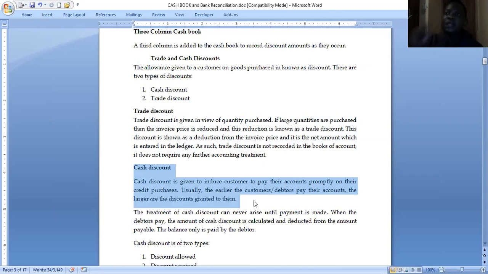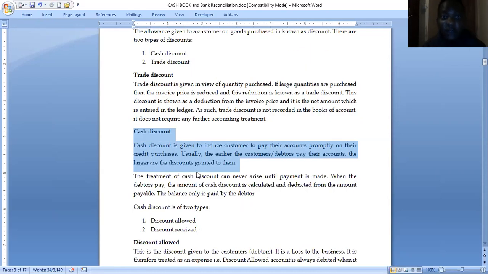So a cash discount is given after an amount of time has elapsed from the date of the sale or purchase transaction. As I can read here, a cash discount is given to induce customers to pay for their accounts promptly on their credit purchases. Usually the earlier the customer or the debtor pays the account, the larger the discount granted to them. So a cash discount is given to induce customers to pay in good time, whereas a trade discount is given to induce customers to buy in large quantities.